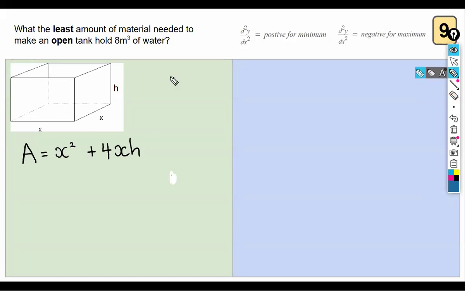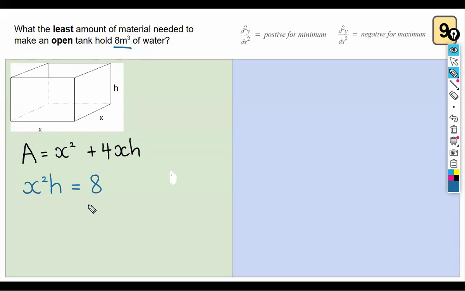Now, look at it. Didn't the examiner tell you that the tank can hold 8 meters cube of water? Isn't that volume? The examiner could have been straightforward and said the volume of the container is 8, but he said it in a sneaky way. How do you find volume? Length by breadth by height. So length by breadth by height is equal to 8. X by x is x squared, that is length by breadth by height.